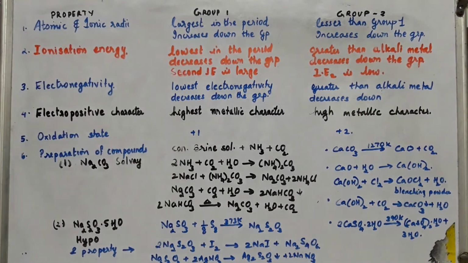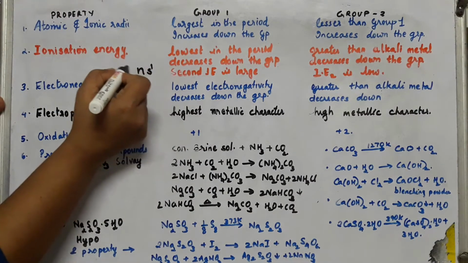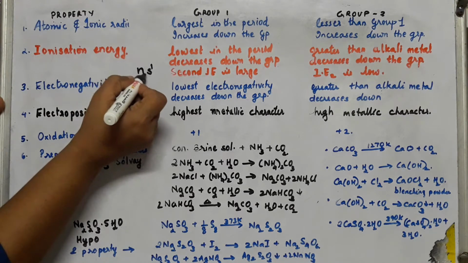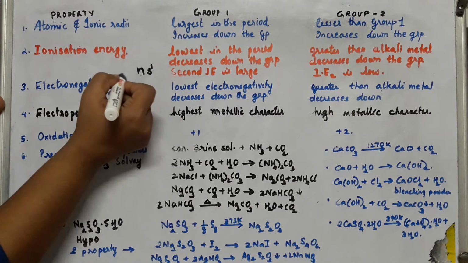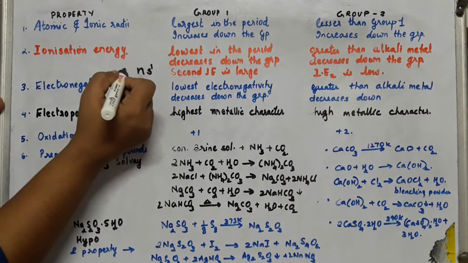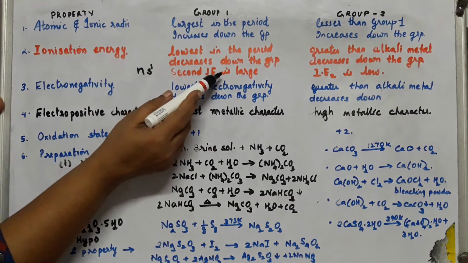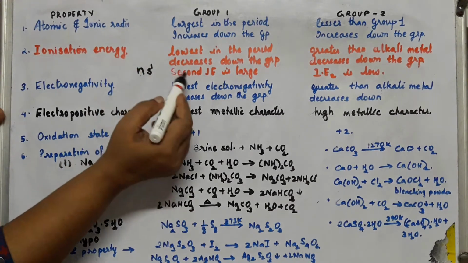Second ionization energy is large. The reason is the second electron has to be removed from the noble gas configuration. We know that the outer electronic configuration is ns1. After the removal of one electron, it acquires the stable, nearest noble gas configuration. So from the stable configuration you have to remove the second electron. Therefore second ionization energy is large for group 1 elements.